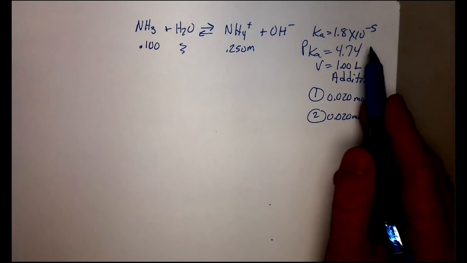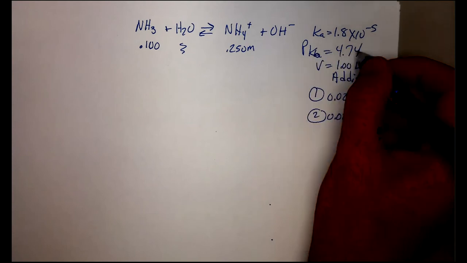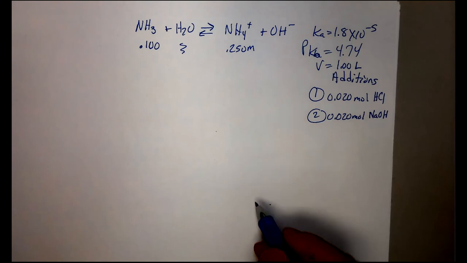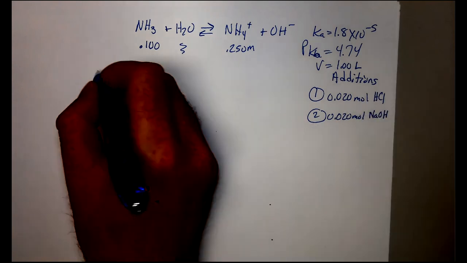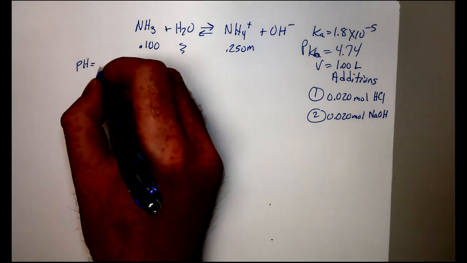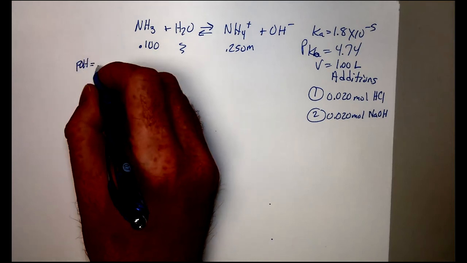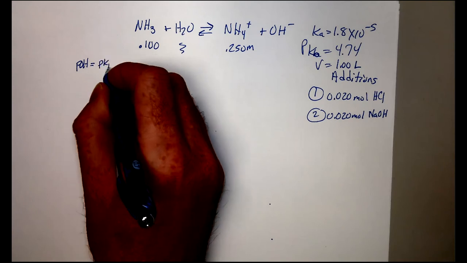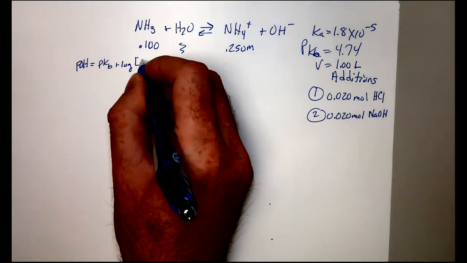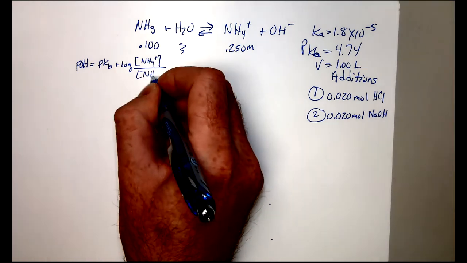We've used this base a couple of times, so we know the pKb for this particular base is 4.74, where Ka is 1.8 times 10 to the negative fifth. We'll focus on this in a minute, but let's get the pH of the existing buffer first so we can see how much it changes. So the pH, or in our case, since we got a base, the pOH is equal to the pKb plus the log of the concentration of our ammonium ion over the concentration of the ammonia.